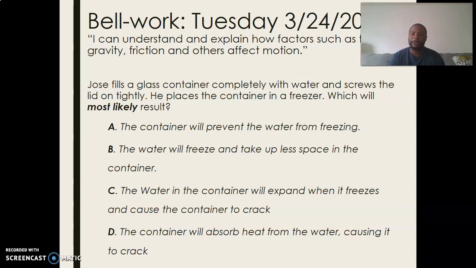All right, because if it keeps expanding out, and it needs to take up more space, then if it's in a confined container, it might crack the container. It might not break, but it might definitely crack the container. So our right answer would be C. The water in the container will expand when it freezes and causes the container to crack, right? Moving on to our next slide.